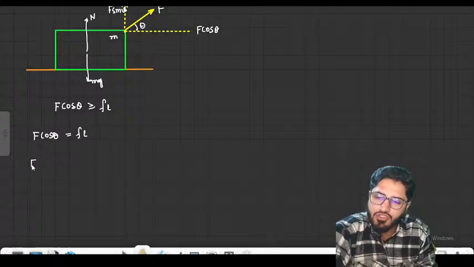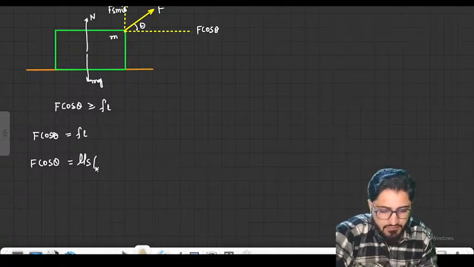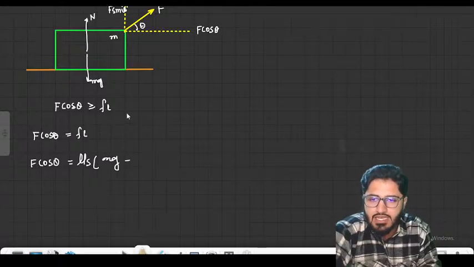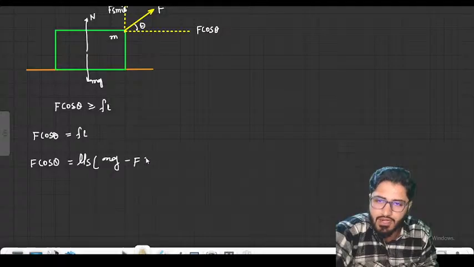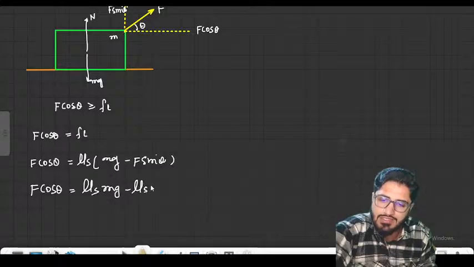Okay, F cos theta, what is FL? Is it nu s times N? What is N? N is my mg. You can write it, no? Yes. Why? Because mg is downwards, F sin theta is upwards. So mg minus F sin theta. Now you can write F cos theta equals nu s times mg minus nu s times F sin theta.